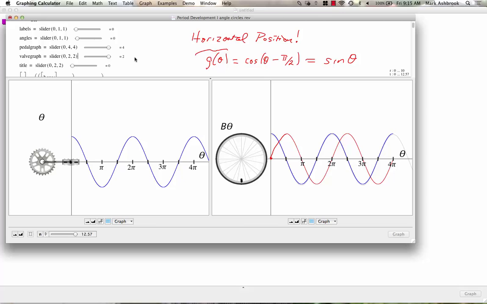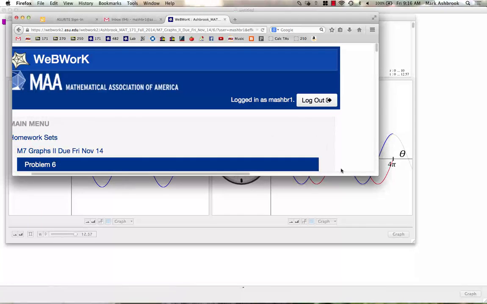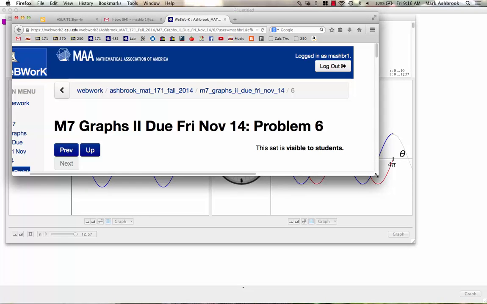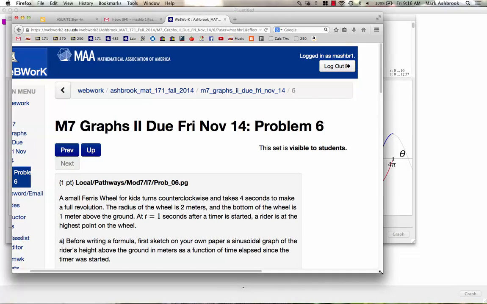Okay, so in this scenario, you can write the horizontal position of the tire valve as sine theta. It works because it's the same as cosine of theta minus pi over 2. Okay, important point. Doesn't make sense? Okay, so you had one of those in your homework, and let's see that. The last one. So it says: small Ferris wheel for kids turns counterclockwise and takes 4 seconds to make a full revolution.